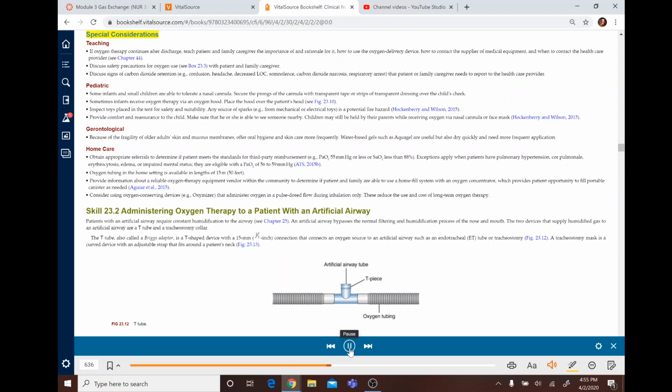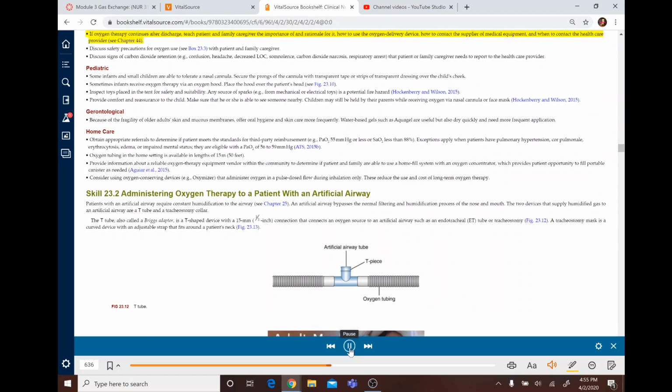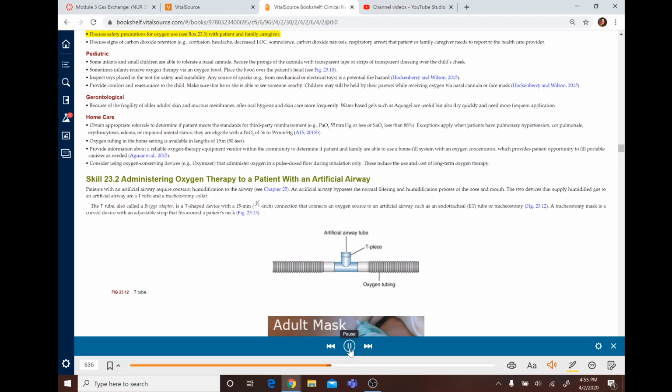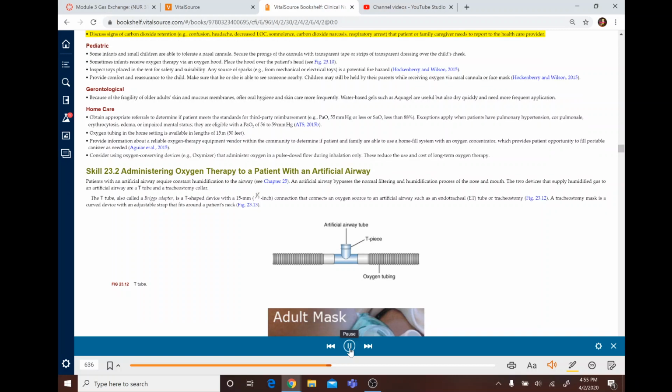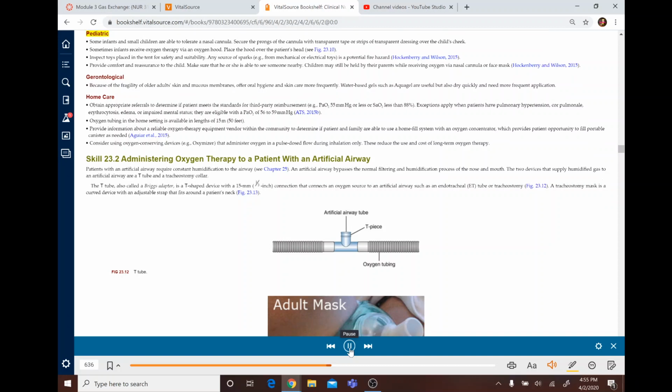Special considerations. Teaching. If oxygen therapy continues after discharge, teach patient and family caregiver the importance of and rationale for it, how to use the oxygen delivery device, how to contact the supplier of medical equipment, and when to contact the healthcare provider. See Chapter 44. Discuss safety precautions for oxygen use. See Box 23.3, with patient and family caregiver. Discuss signs of carbon dioxide retention, example confusion, headache, decreased LOC, somnolence, carbon dioxide narcosis, respiratory arrest, that patient or family caregiver needs to report to the healthcare provider.